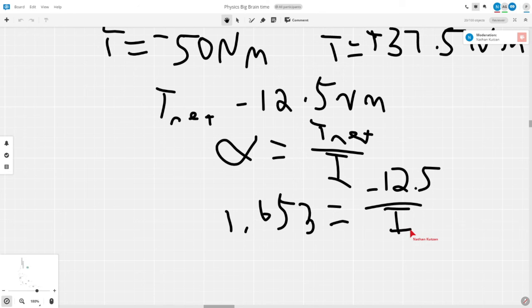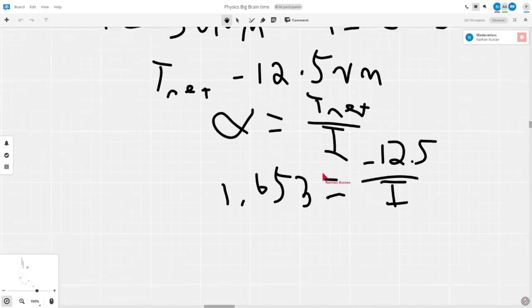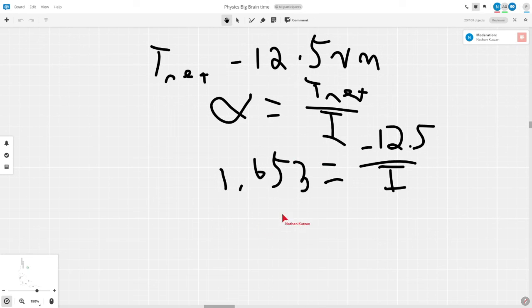So solving for rotational inertia, that should get us negative 7.56. If anyone else is following along with the math, can you confirm that I got that right? Yeah, that's right. Okay. So negative 7.56.